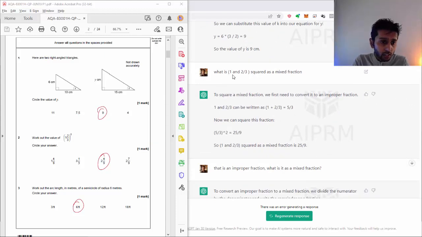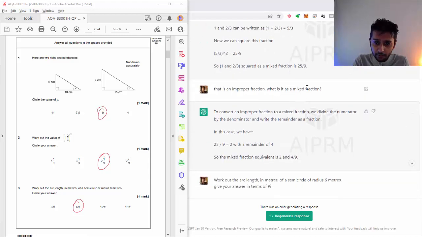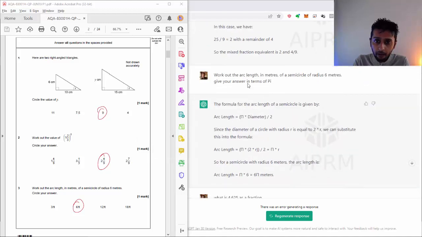Question 2. What is 1 2/3 squared as a mixed fraction? So it's given me 25 over 9, which is clearly not a mixed fraction, so I've asked it again, what is it as a mixed fraction? And it's given me the answer 2 4/9, so I have circled that one.